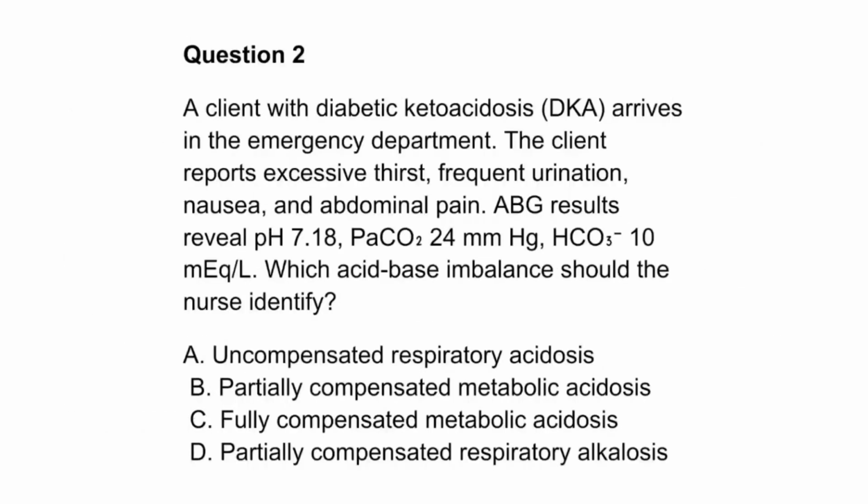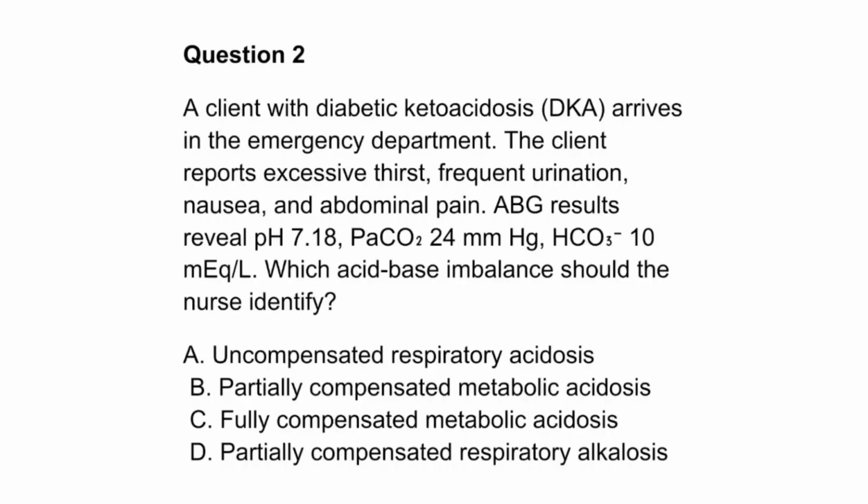Question 2. A client with diabetic ketoacidosis, DKA, arrives in the emergency department. The client reports excessive thirst, frequent urination, nausea, and abdominal pain. ABG results reveal pH 7.18, PaCO2 24 millimeters of mercury, HCO3 10 milliequivalents/L. Which acid-base imbalance should the nurse identify?